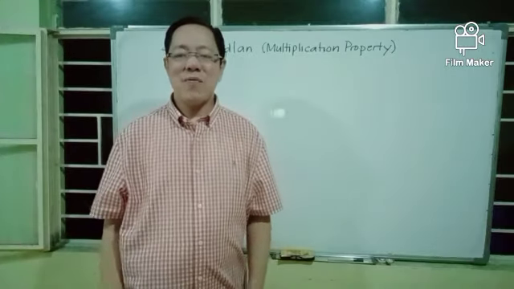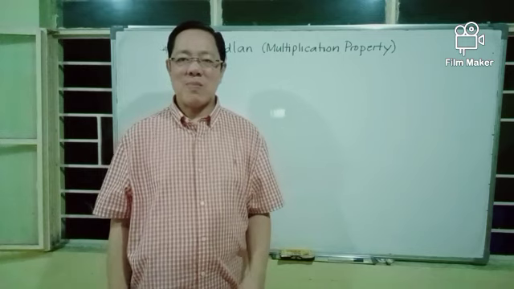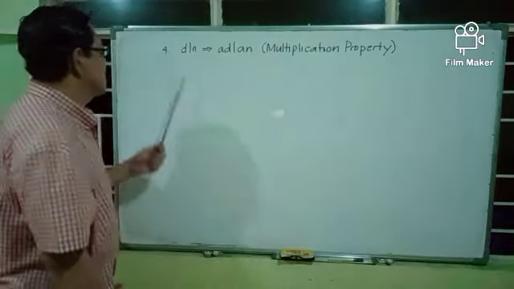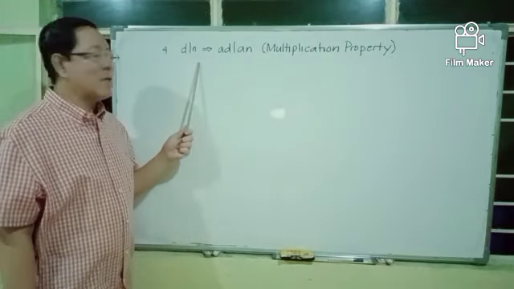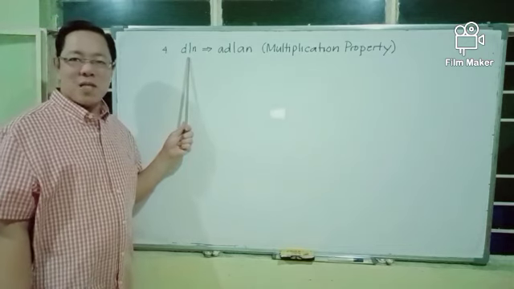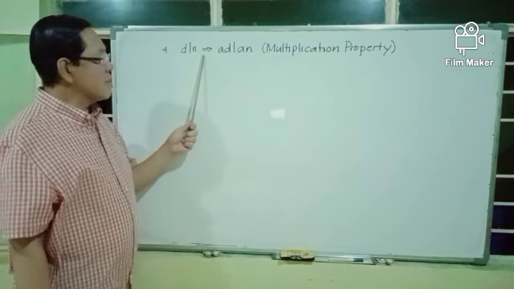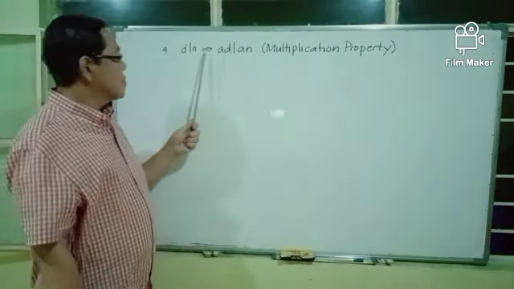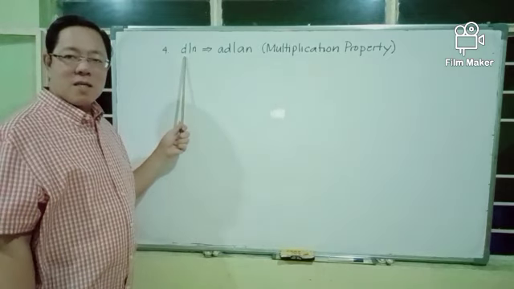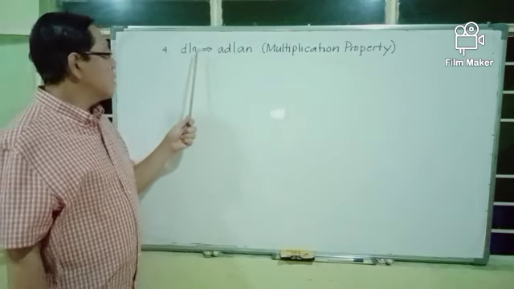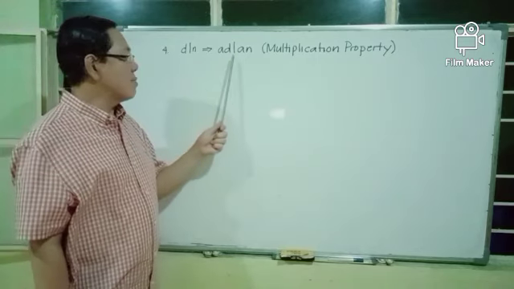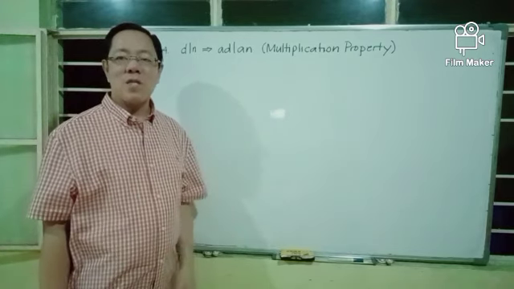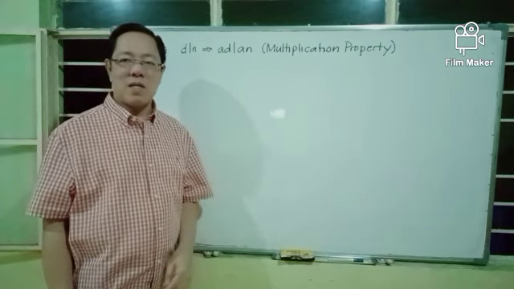We now state the fourth property of divisibility, and it's called the multiplication property. If d divides n, where d and n are integers, this implies that ad divides an. You can see that the integer d is multiplied by a, and the integer n is multiplied by a. And that is why this is called the multiplication property of divisibility.